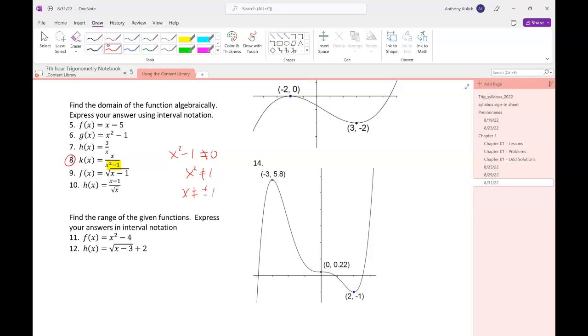Now I need to write this as an interval. So I have everything except for 1 and negative 1. And my pen stopped working again. We were doing just fine all morning.